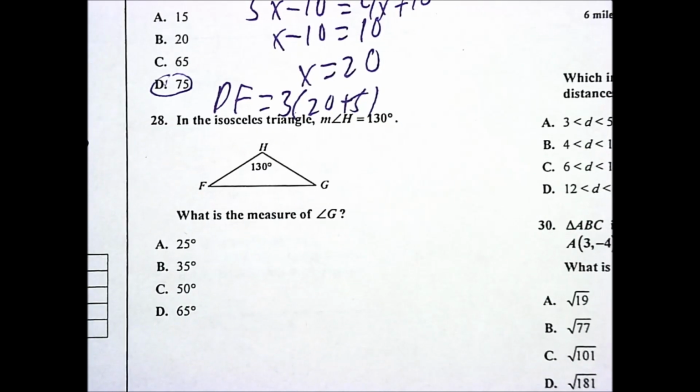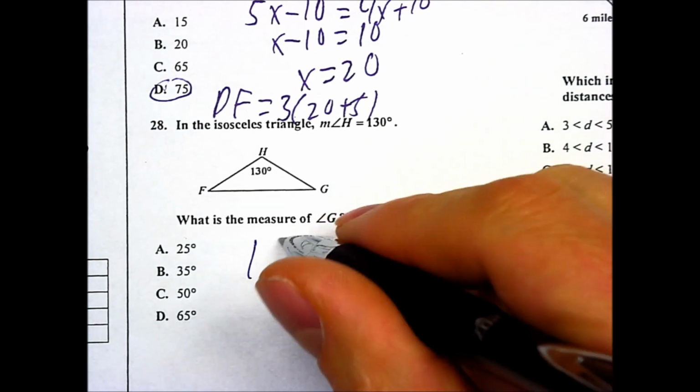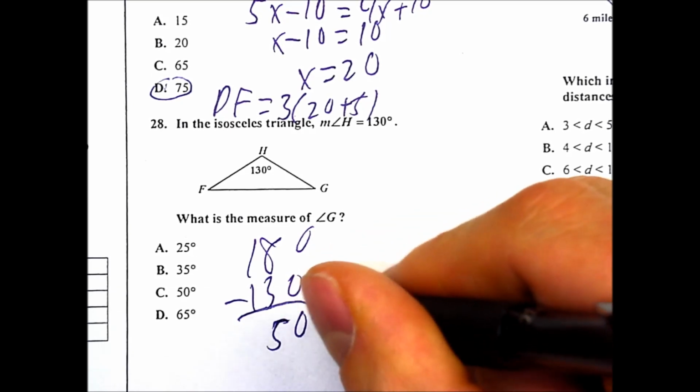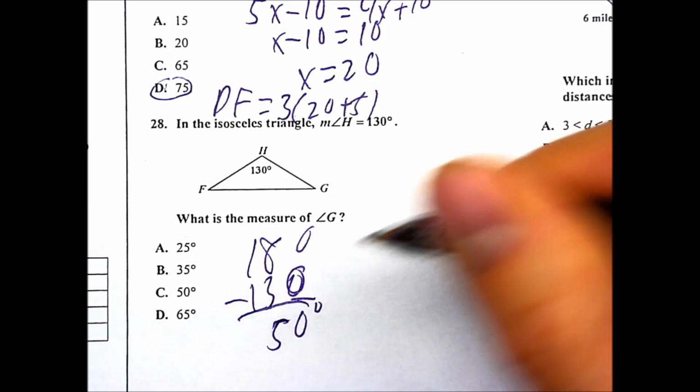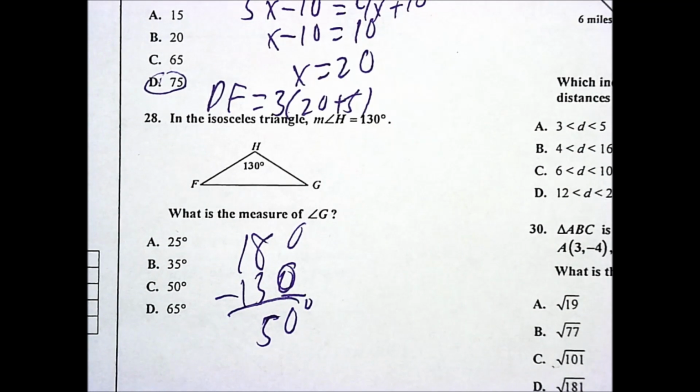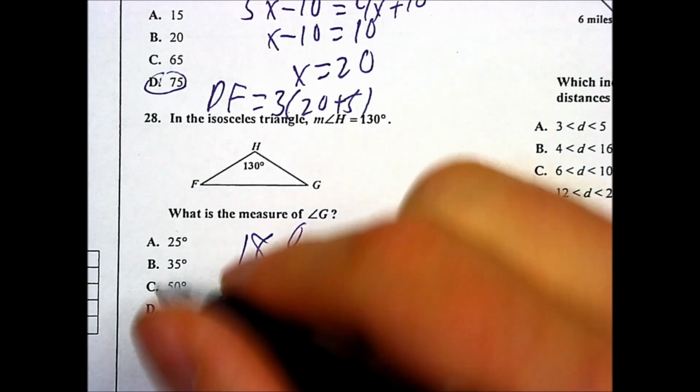Question 28. This is an isosceles triangle, meaning that the base angles are congruent. So angle F and angle G are the same measurement, and the angles all add to 180 because of the triangle sum theorem. I will start off this question by subtracting 130 from 180 to get what amount remains for the 2 given angles. So there are 50 degrees left over in the triangle, and each of those 2 angles must be the same value, angle F and angle G. So they must both be 25, since the triangle is isosceles.